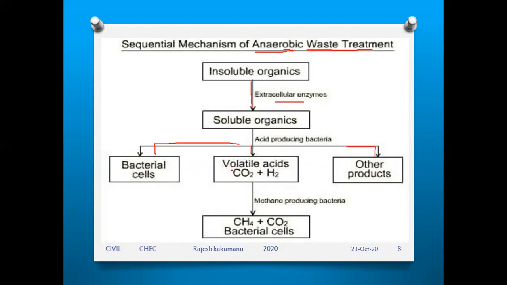Next, the volatile acid, that is carbon dioxide plus hydrogen, is converted with the methane producers into CH4 plus carbon dioxide. That is, you are getting methane and carbon dioxide back. That is a simple mechanism of anaerobic waste treatment. So in anaerobic treatment you are producing methane, whereas in aerobic treatment we are not producing methane. That is the simple diagram it is showing.